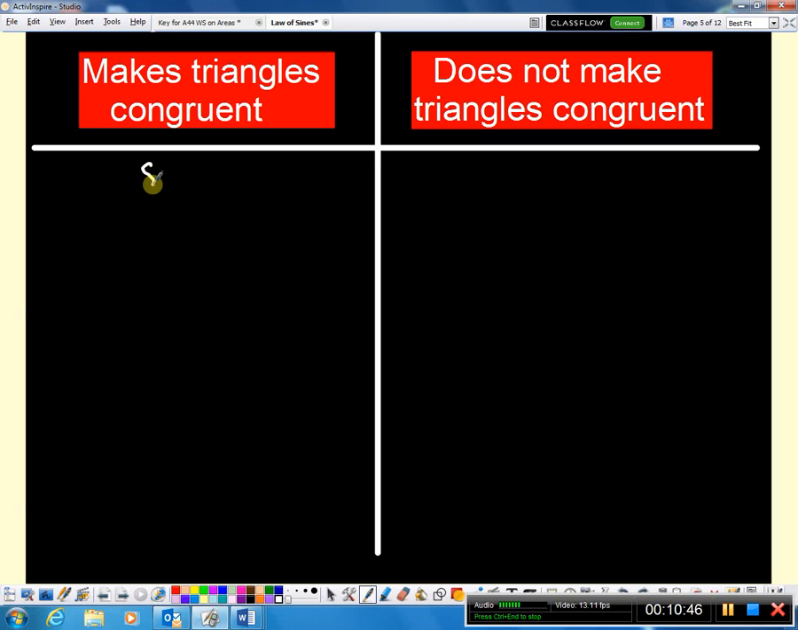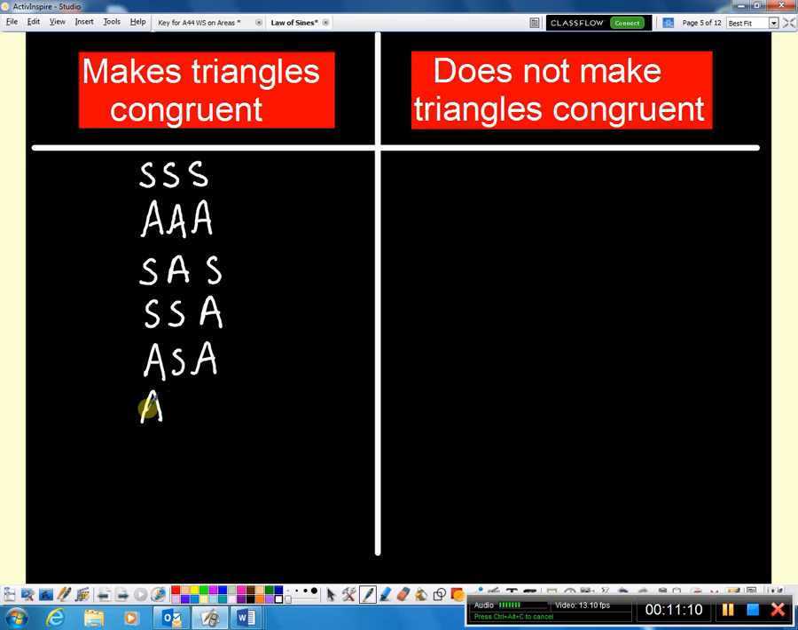If I repeat letters, angle, angle, angle. Hold on, I know you might be going, but wait, just wait. If I do two letters, I could do side, angle, side, or side, side, angle. Angle, side, side would be the same thing as side, side, angle, so I won't reproduce that. Or I could do angle, side, angle, or angle, angle, side. And again, side, side, angle, angle would be the same thing.